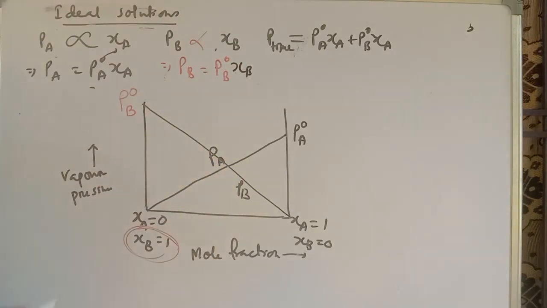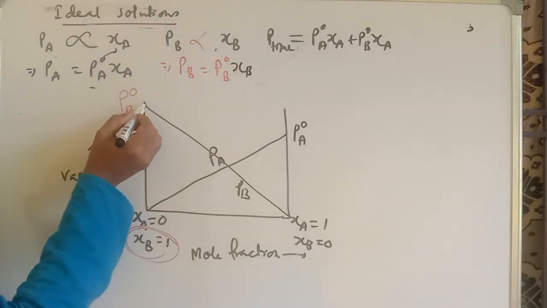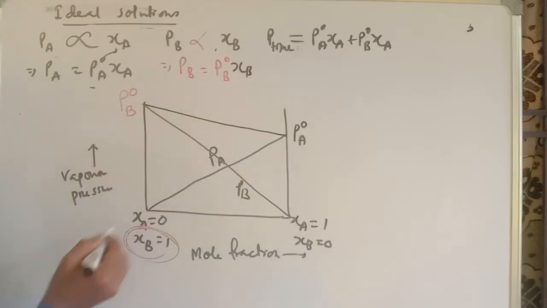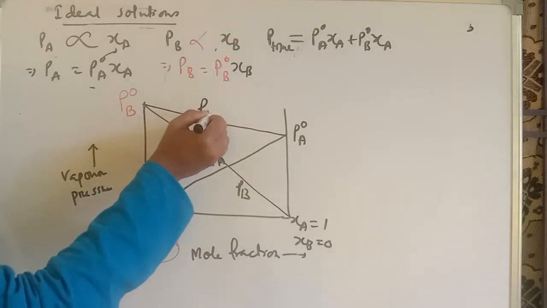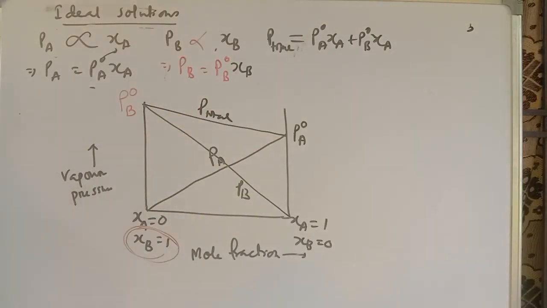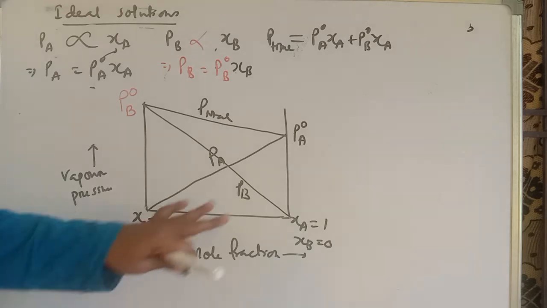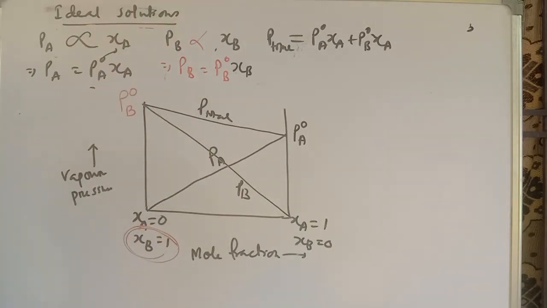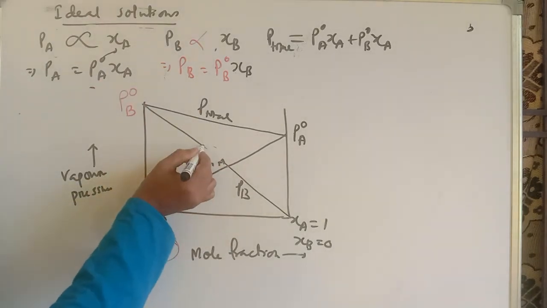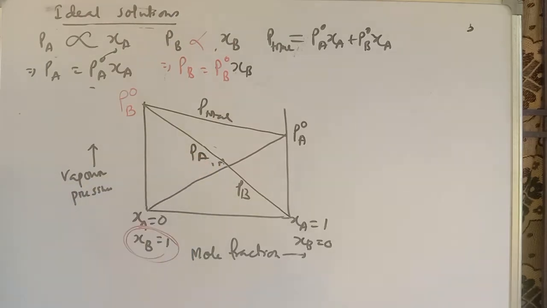Now if we add these two, we will get the P total. According to vector addition, this line will give you P total, that is, the total vapor pressure of the solution. This is the diagram for your ideal solution. This line is for PA. Ideal solution.